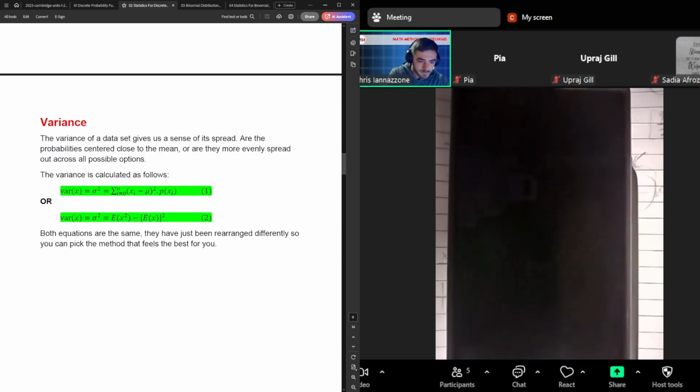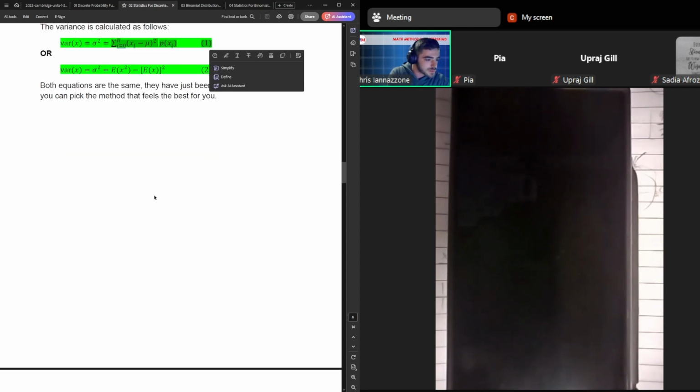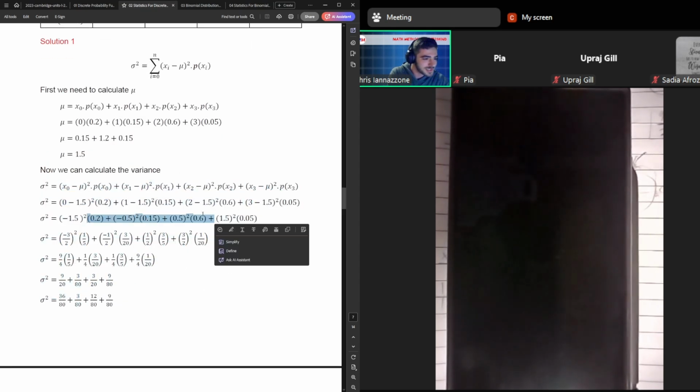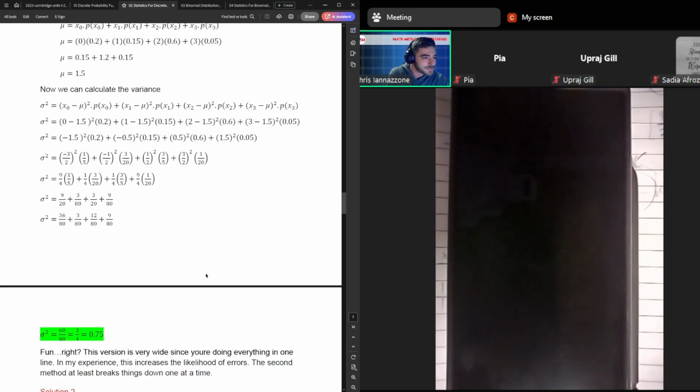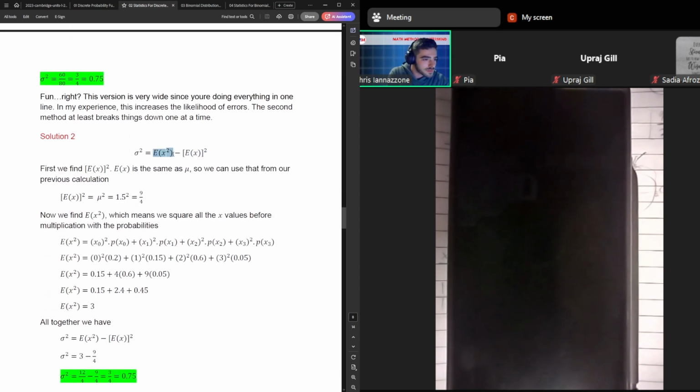Anyway, variance. So, how variance works. A couple of ways you could do it. I'm not even going to bother talking about this one here because, look at this. Just no. Let's not even touch that. It's a mess. And so, better off is this version here, which is you need to solve it in two parts.